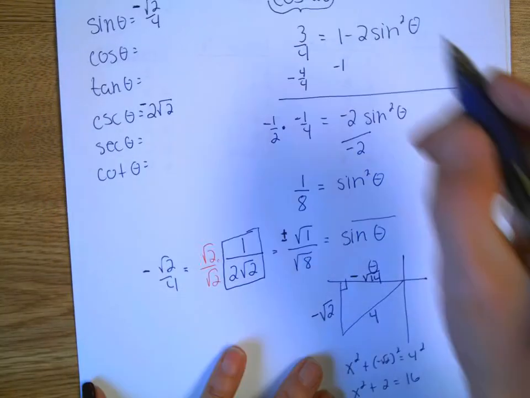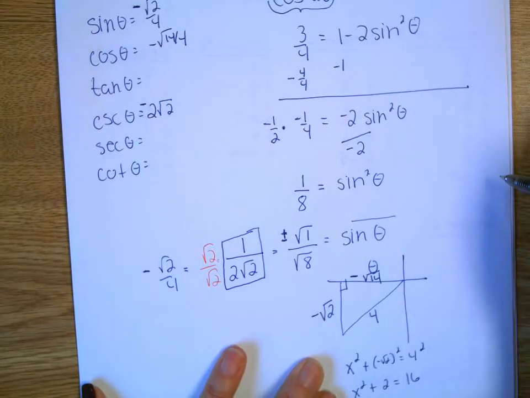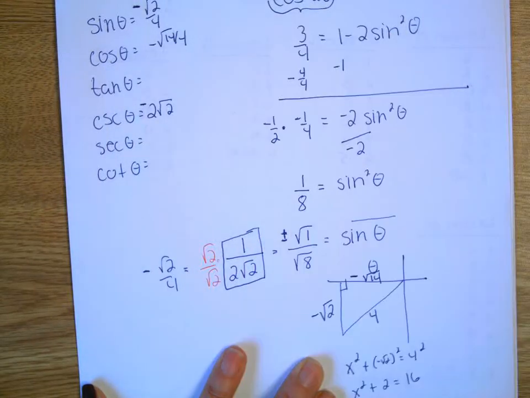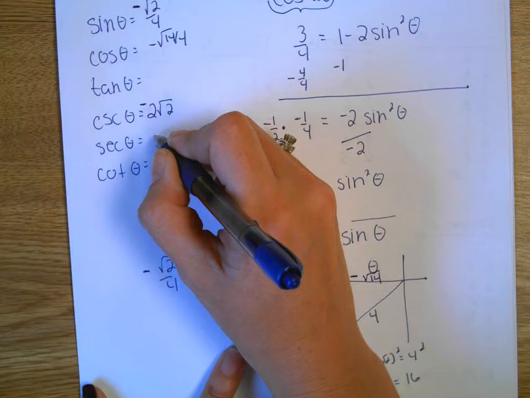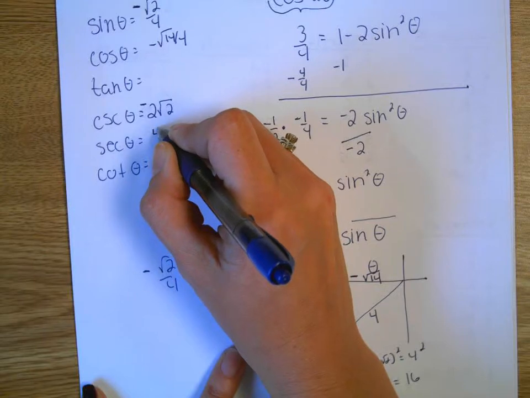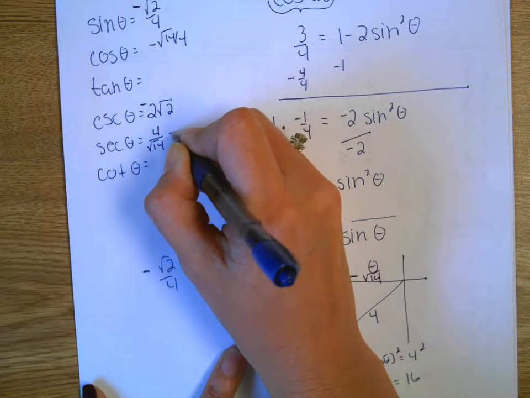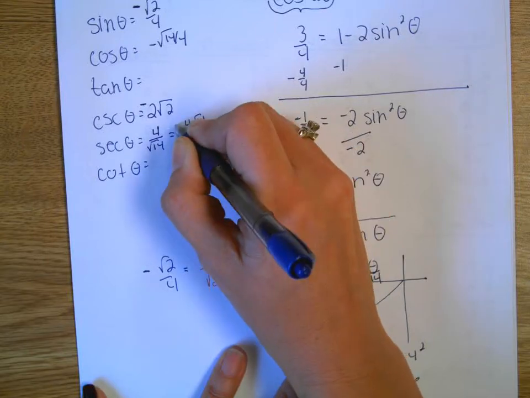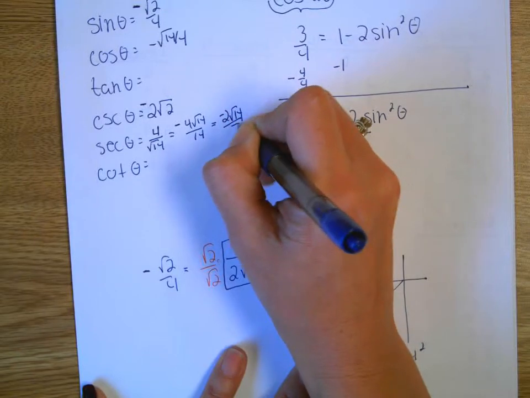So cosine is negative square root of 14 over 4. So we have to hit it with a 1 here. Can you flip it over and hit it with a 1 all in your head? It's going to be 4 square root of 14 over 14, negative, but then you have to simplify. The 4 and the 14 reduce each other, so we'll get negative 2 square root of 14 over 7.